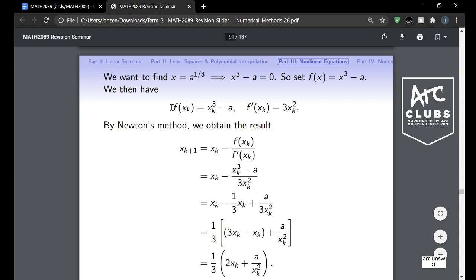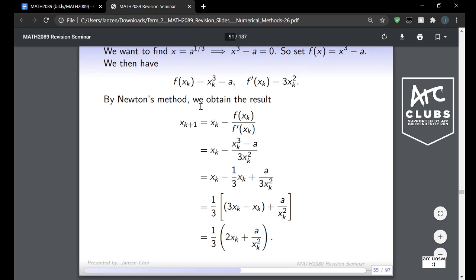We set f to this expression. We substitute x subscript k. We differentiate it, so we get 3x squared, and we're just substituting these expressions into Newton's method, which will give us this expression here. We are separating the terms in the numerator, and then factorizing the 1 and 3 out, and adding the like terms together, namely the 3x minus x, and we'll get this expression, which is what they want.